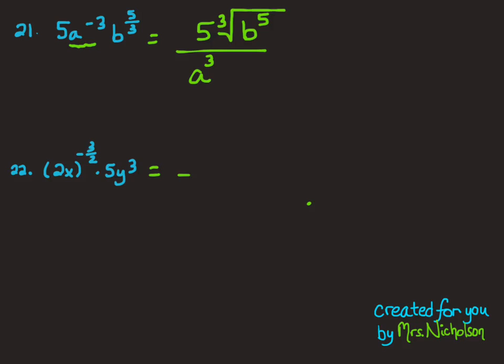Finally, this 2x has a negative exponent, so I'm going to write 2x in the denominator because of that negative exponent. It also has a fraction exponent, and so I'm going to turn that fraction exponent into a root, and it's a square root, so I don't have to put a little number there, but that 3 is going to stay as an exponent on the 2x, just like that. Now the 5y cubed, those all have positive exponents. They just stay in the numerator, and so my final answer looks like that.